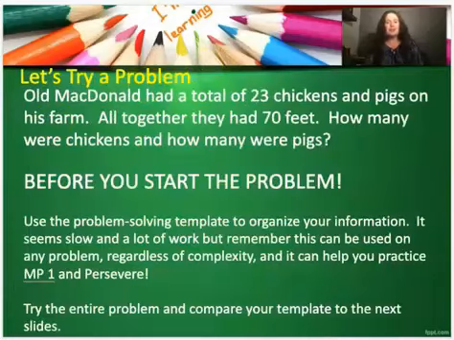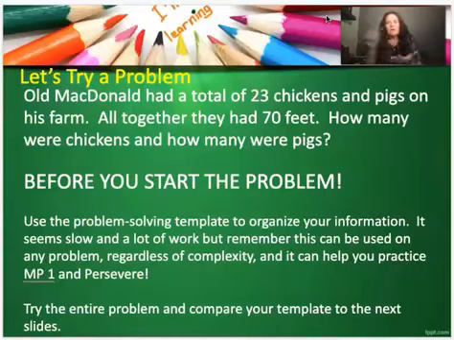So now let's try a problem. Old MacDonald had a total of 23 chickens and pigs on his farm. So total 23 chickens and pigs. Altogether they had 70 feet. How many were chickens and how many were pigs?